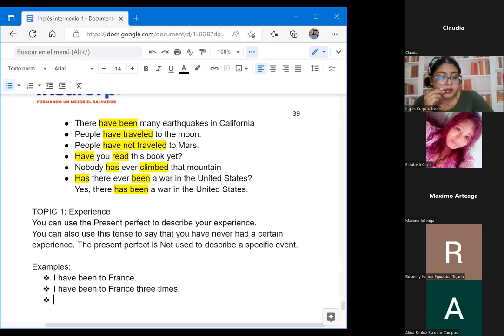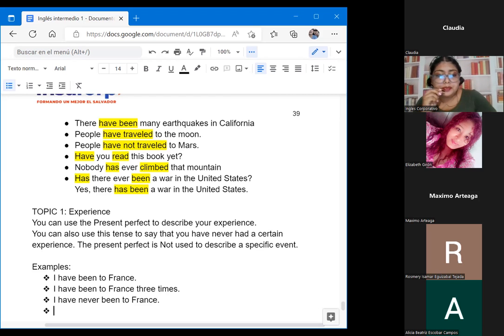Then we have the other example, and it says, "I have never been to France." This one has a negative connotation. So in this sentence, we are trying to say that you have not had the experience of going to France. We have never tried that experience, because we are talking about the experience that we have and also the experience that we don't have in different things.